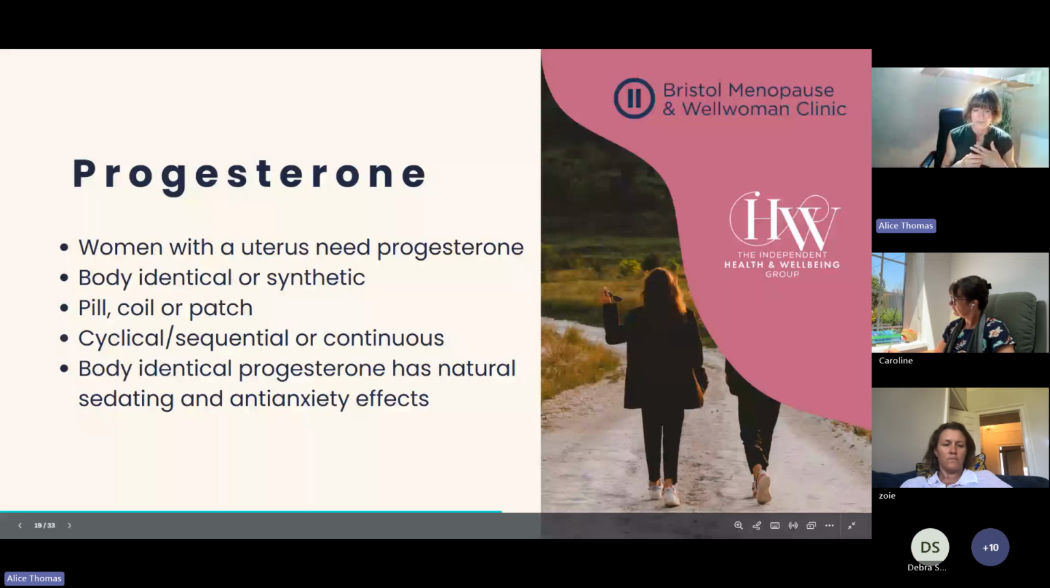There are also synthetic versions available as progesterone as well, with oral tablets, the coil, such as the Mirena coil, and there are patches available as well, combined patches with both estrogen and a synthetic progesterone in. And the way the progesterone is taken depends on whether or not you're having periods, so whether or not you take it cyclically or continuously.